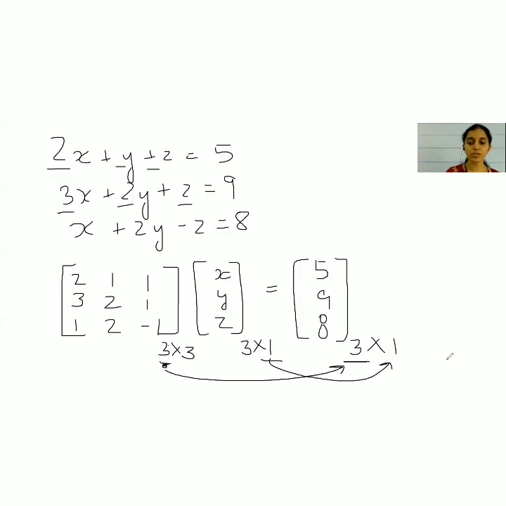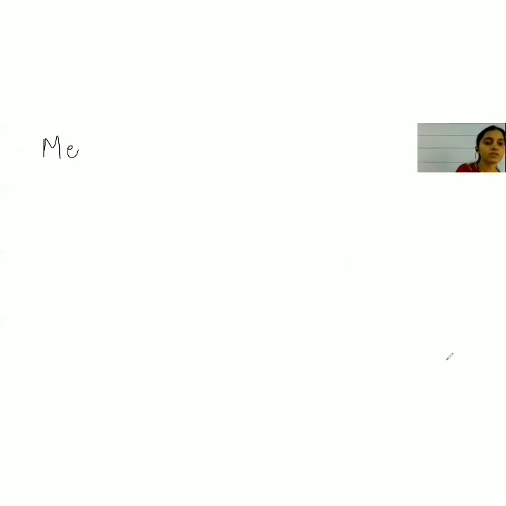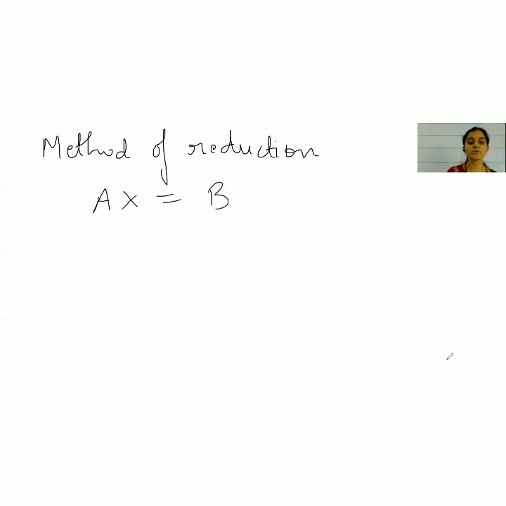that is the method of inversion. Now the next method is called the method of reduction. Now what is this method of reduction? The method of reduction means we have to reduce the matrix A. We have AX equal to B, right? A is your matrix of coefficients, X is your matrix of variables, and B is your matrix of constants.